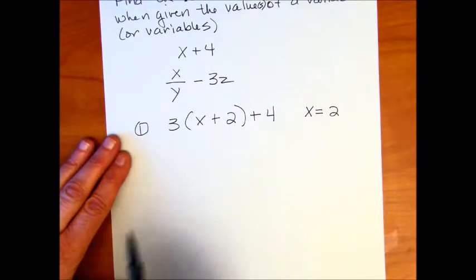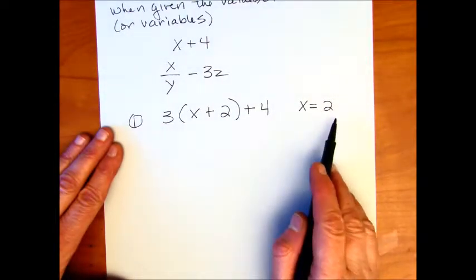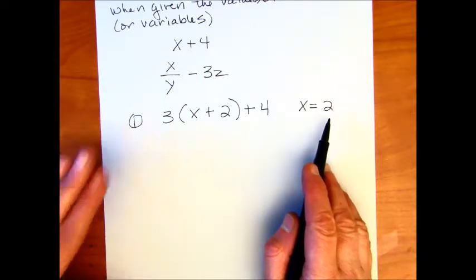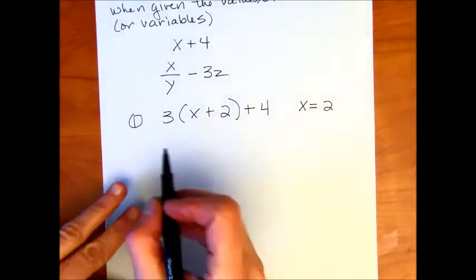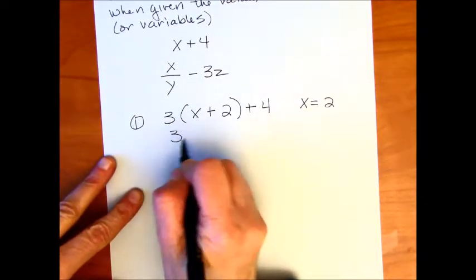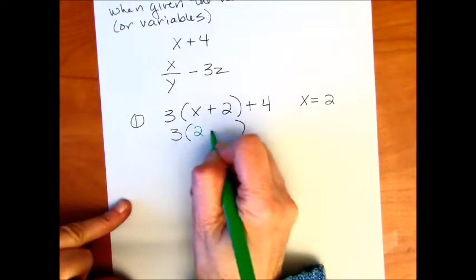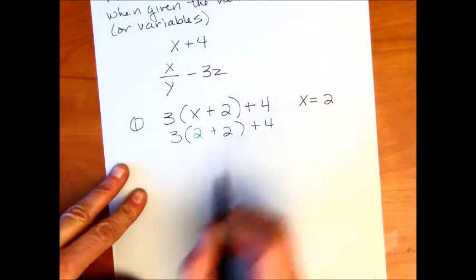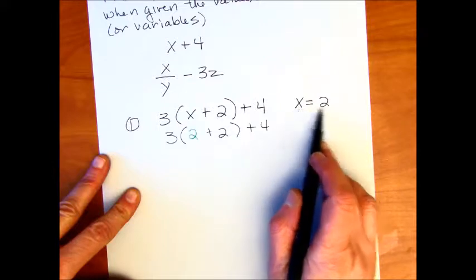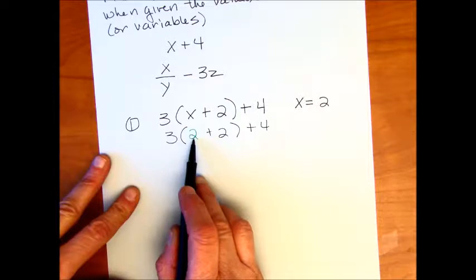So when you're given a situation like this, where you have an expression and then you have the value of the variable, what you're going to do is substitute in that 2 for every time you see an x. So we're going to rewrite 3 times the quantity of 2 plus 2 and then plus 4. See what I did there? I took that x equals 2, and instead of rewriting the x, I substituted in the 2.